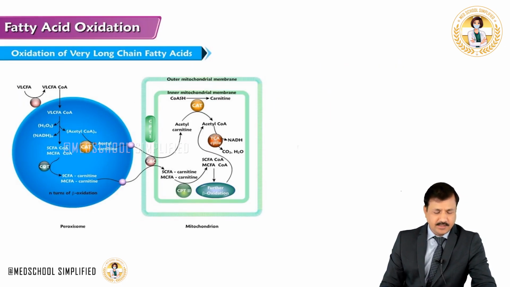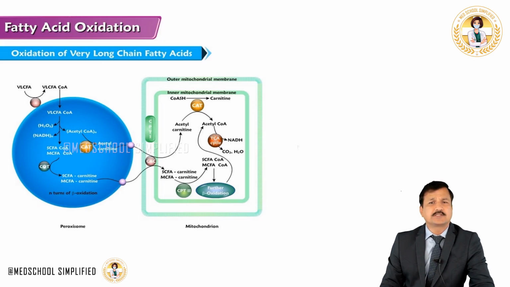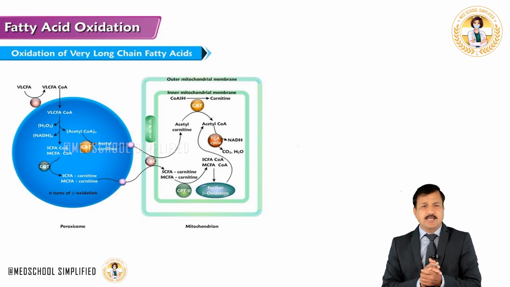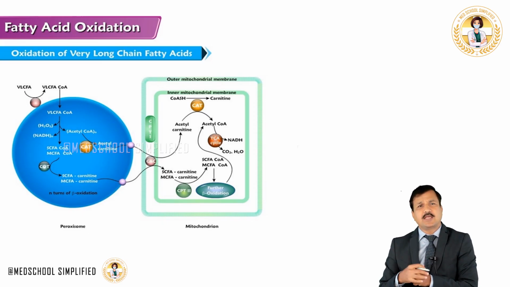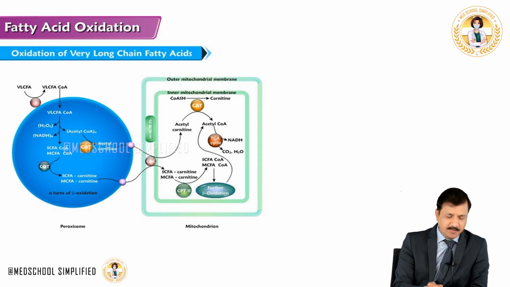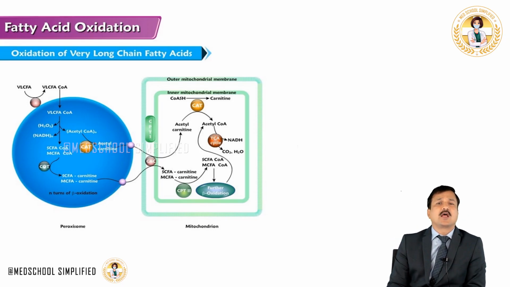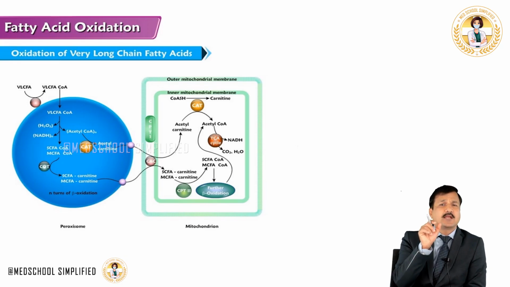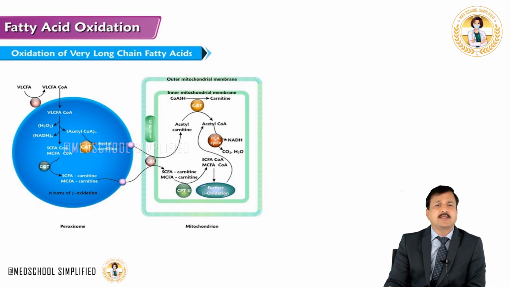Now here is the figure. It shows the oxidation of very long chain fatty acid, where VLCFA is activated into VLCFA-CoA on the outer mitochondrial membrane, and the VLCFA-CoA gets into the peroxisomal matrix, where it is oxidized into either short chain or medium chain fatty acid length. During this process, acetyl-CoA molecules are released, and also more importantly, hydrogen peroxide is released as a byproduct, and this hydrogen peroxide is taken care of by the catalase enzyme.